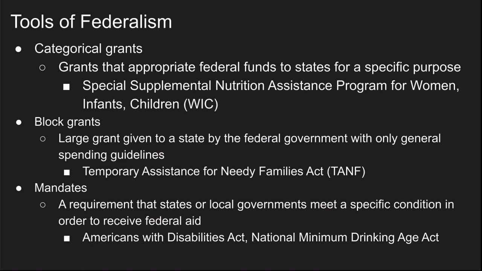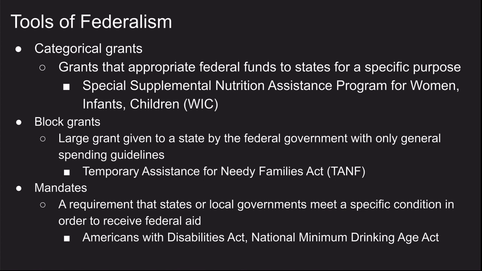An example would be block grants in the 1990s during devolution. Block grants were used to take the issue of welfare and give it back to the states. So block grants are large grants given to a state by the federal government with only general spending guidelines, because block grants have the intention of giving states the ability to be more specific in how that money will be spent. An example would be the Temporary Assistance for Needy Families Act, or TANF, and that is allowing states to determine how they're going to give money or assistance to those people who need it most.